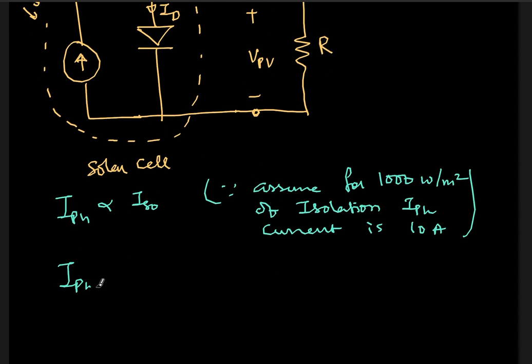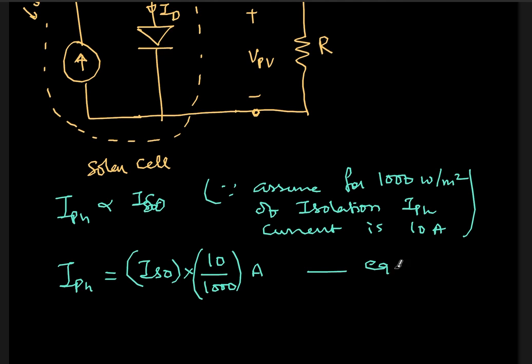So I can write IPH is nothing but the insolation, ISO, multiplied by 10 by 100. So if the insolation is 1000, then the 1000 will cancel and I'll get the amperes. So this 10 by 100 is my constant of proportionality. So this is equation 1.